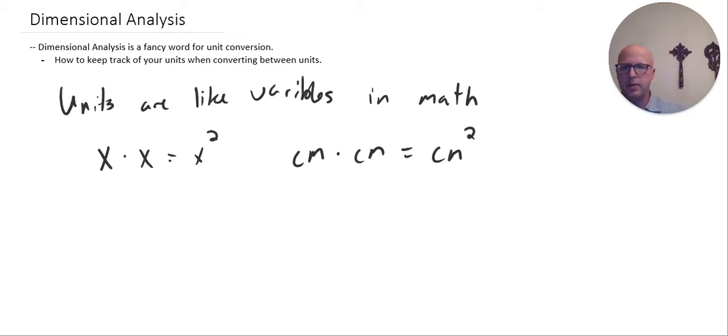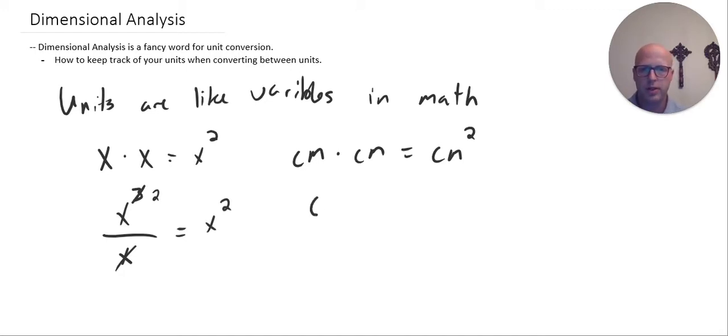The same thing is true if you're doing other mathematical operations such as division. So say I had an x cubed term, I divide it by an x term. What's going to happen is that cubed is going to cancel out to a squared, and this x is going to cancel, and I would get x squared. Again, the same thing is true with units. Let's say I take centimeters squared divided by centimeters. Well, this centimeter is going to cancel out with that square term, and I will be left just with centimeters.